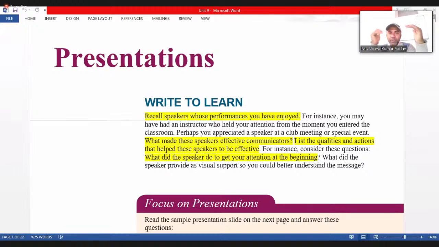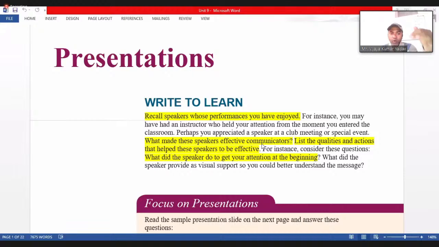So there must be some qualities. I mean, you might have found some good things in that performance, and that's why you enjoyed it, isn't it? So here that is recall. Remember those speakers whose performance you have enjoyed. What made these speakers effective communicators? Okay. So on what ground? What are the things that made you like that presentation, that performance?